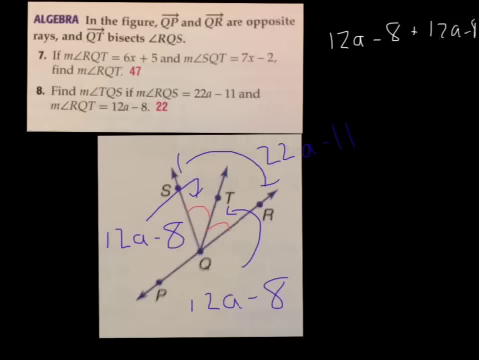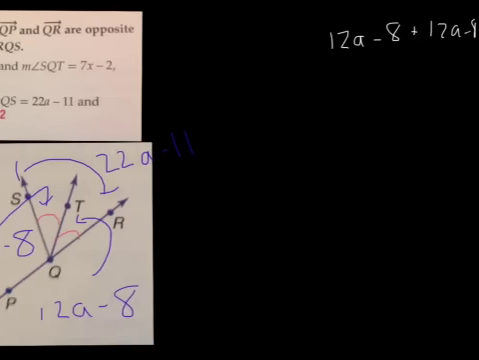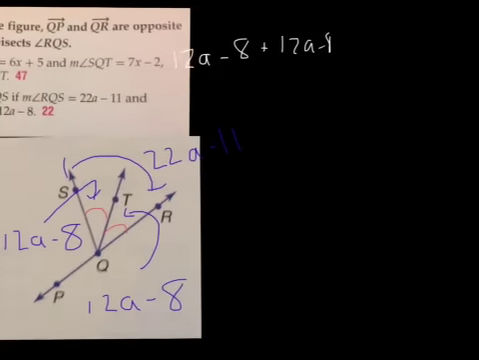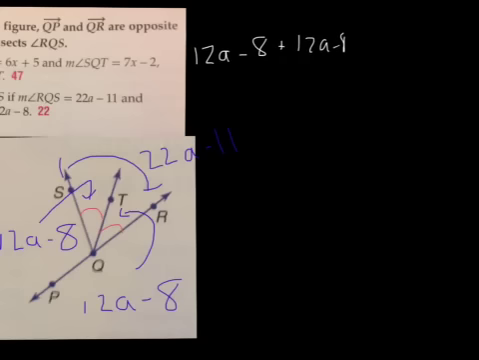and let me give myself some room over here. Alright, so I've got 12A minus 8 plus another 12A minus 8, and I know that's going to equal the whole big piece, which is 22A minus 11. So I've got this small piece 12A minus 8 plus this other small piece 12A minus 8 equals the big piece 22A minus 11. Remember, we knew these were the same because of the congruent signs.